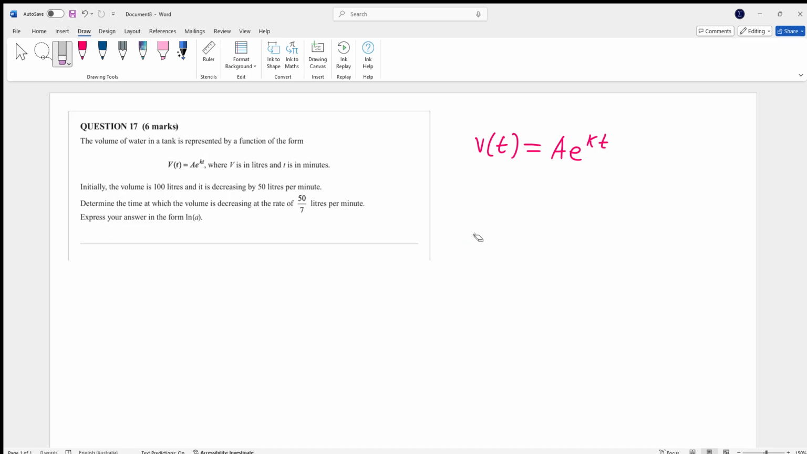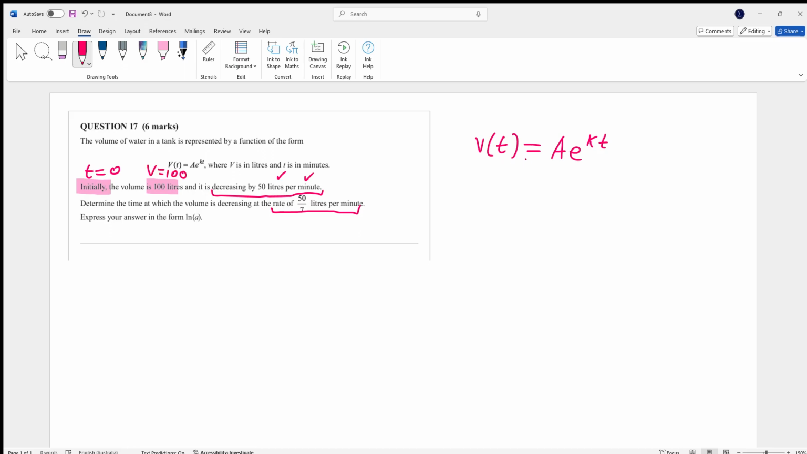Now, the key information we've been given here is this bit here. Initially, volume is 100, and we're also given a rate of change, because they said liters per minute. So this bit here is a derivative. They also said determine the time at which the volume is decreasing at this rate here, which is another derivative. So you're told at the start, the word initially means t equals 0, so at 0 minutes the volume is 100.